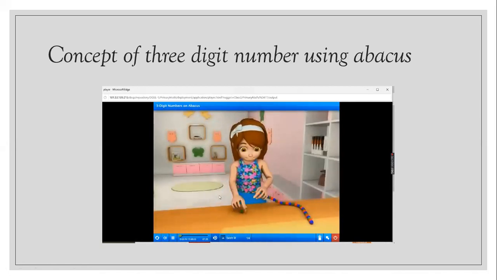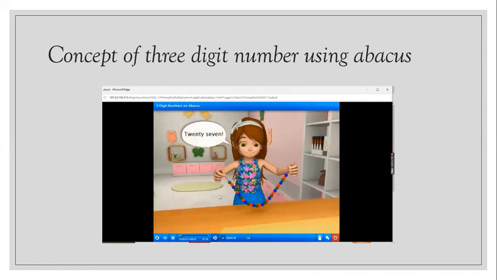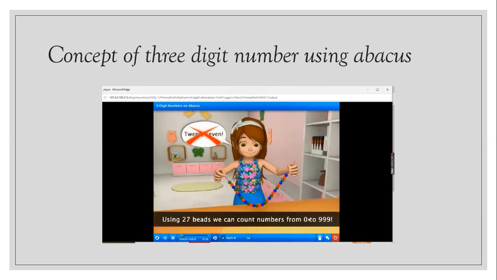Hi there. Sella is playing with a string of beads. Hey Sella, how many beads are there in that string? There are 27 beads in the string. Can you tell which number we can count up to using 27 beads? Did you say 27 like Sella did? Wrong. Using 27 beads, we can count numbers from 0 to 999.